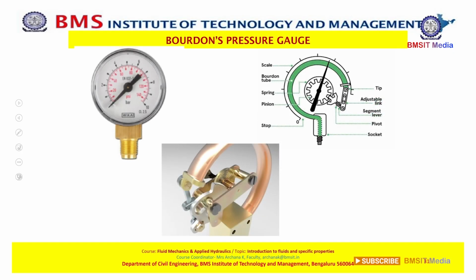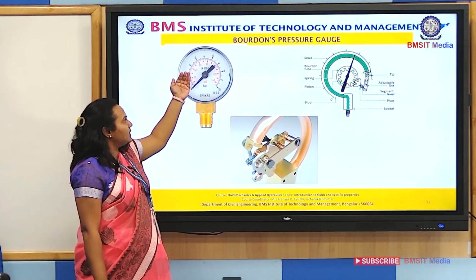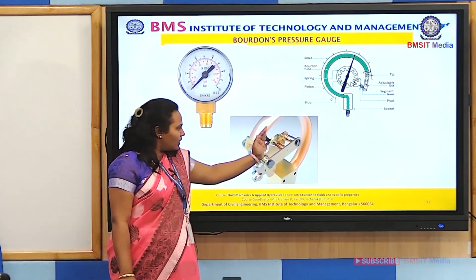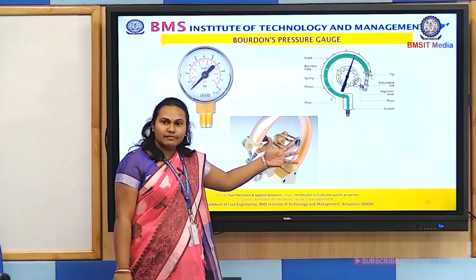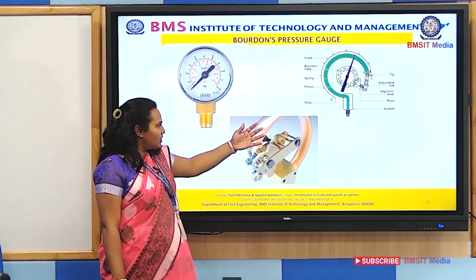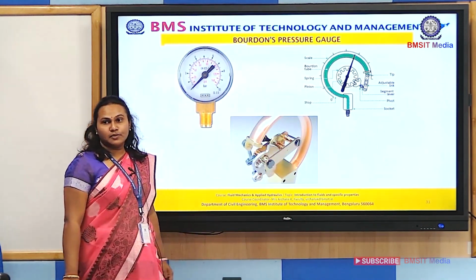So this is how an actual pressure gauge will look. Behind this, all the mechanisms like this Bourdon gauge will be there, and over this we have a face cover or a cover sheet with all the gradations.